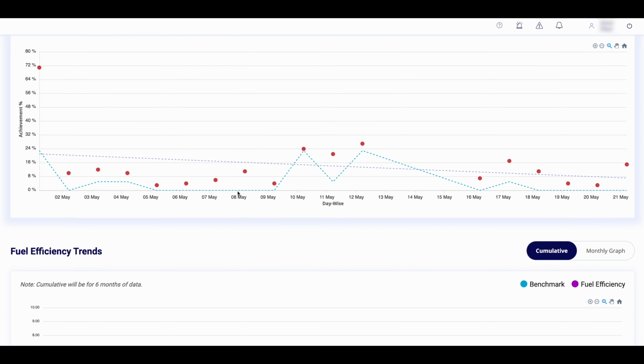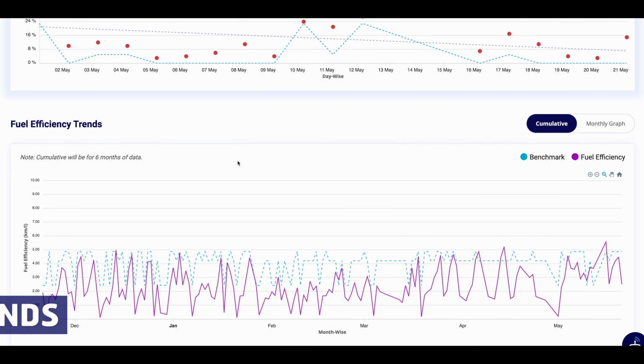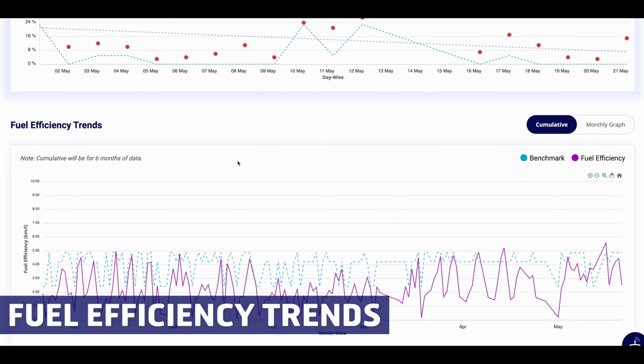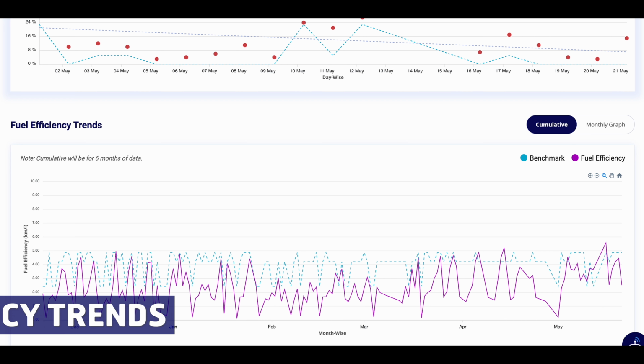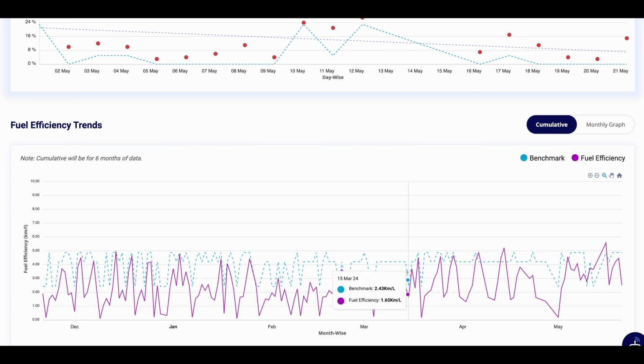On going down, you will also see a graph that tracks your overall fuel efficiency growth over time. This information is displayed in a graph that starts from the month you began using Saarathi. The blue line represents the industry benchmark for your vehicle type, while the purple line shows your actual fuel efficiency. By monitoring this graph, you can assess the effectiveness of Saarathi's recommendations in improving your fleet's fuel economy.